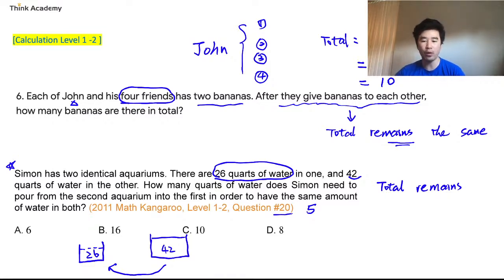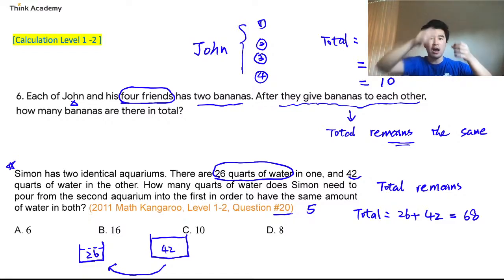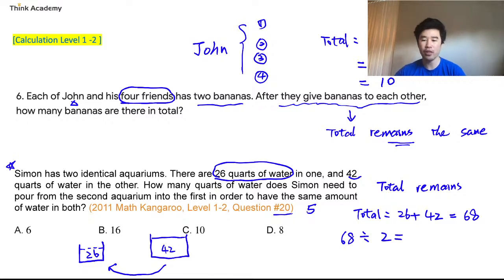Let's see how much total we have. So total, we are going to have 26 plus 42. That's going to be the total amount of water we have in both tanks. So we add them up. That gives us 68. Right? We have a total of 68 amount of water. So after I transfer some water from one bottle to the other one, now we want to make them the same. Total is 68. How can we make them the same? It's just going to be 68 divided by 2. So we are going to have 34 quarts of water in both tanks.